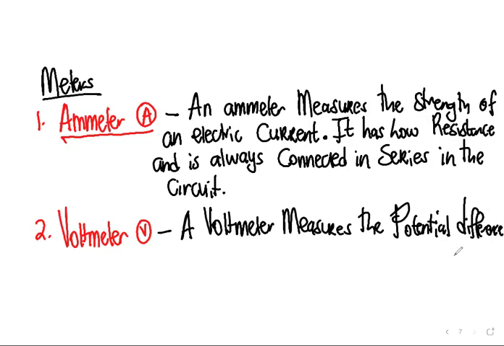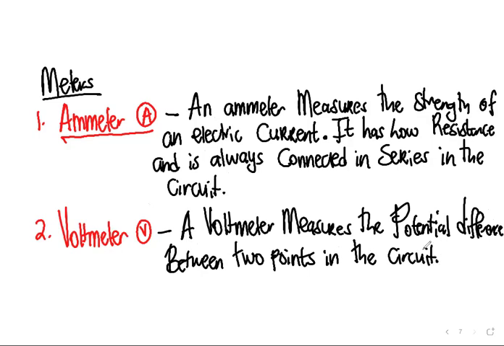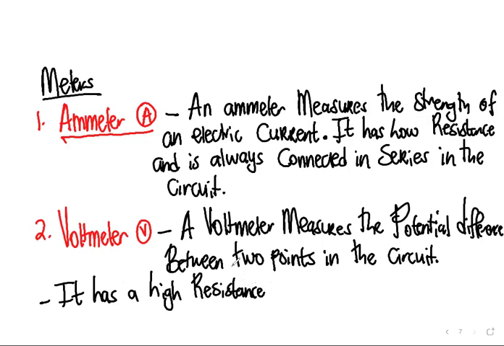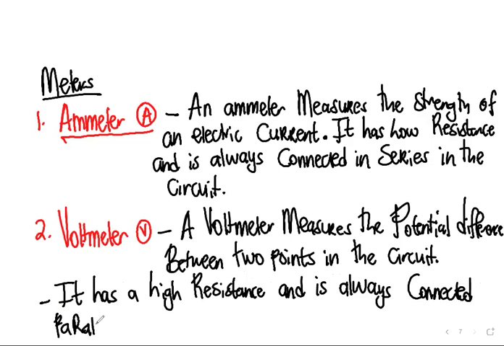So a voltmeter measures the potential difference between 2 points in a circuit. It has a high resistance and it's always connected parallel in the circuit.